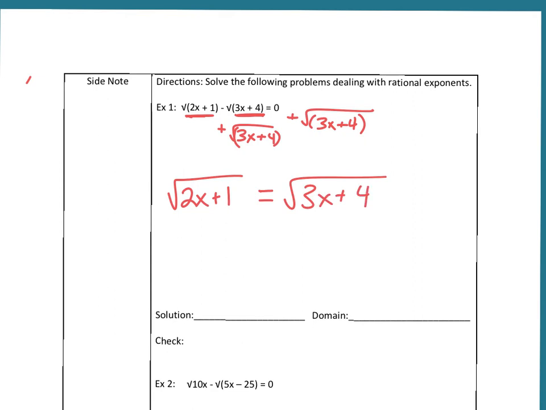You with me? One thing I forgot to mention, on these ones we don't have to do domain. It's not going to ask you for that on the quiz or the test, so don't worry about it. Okay?